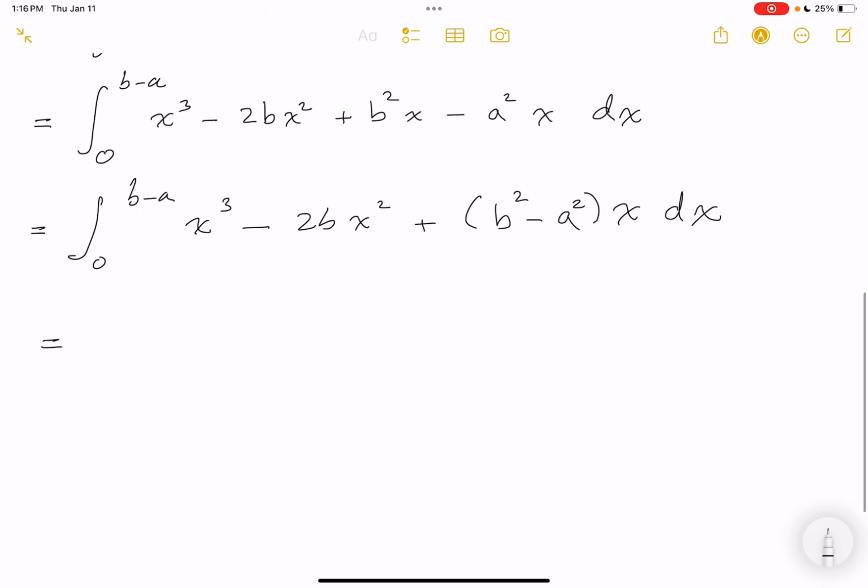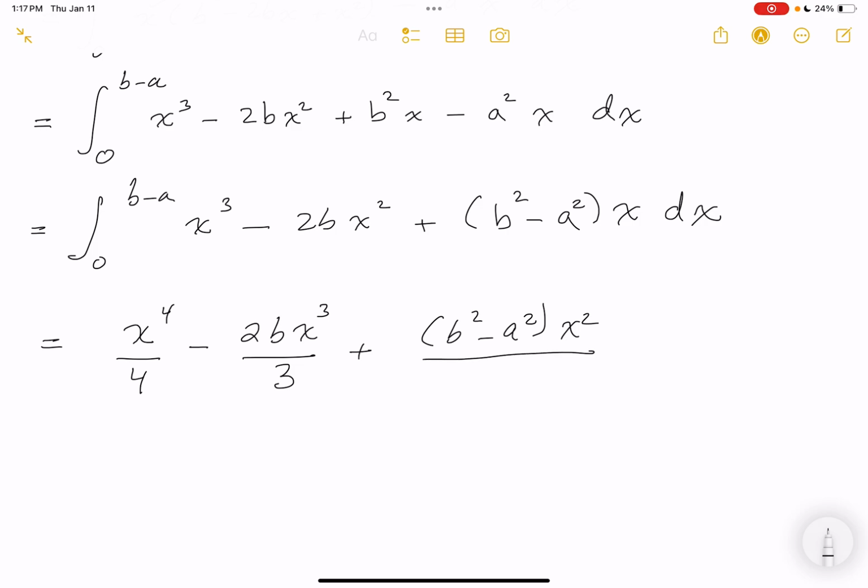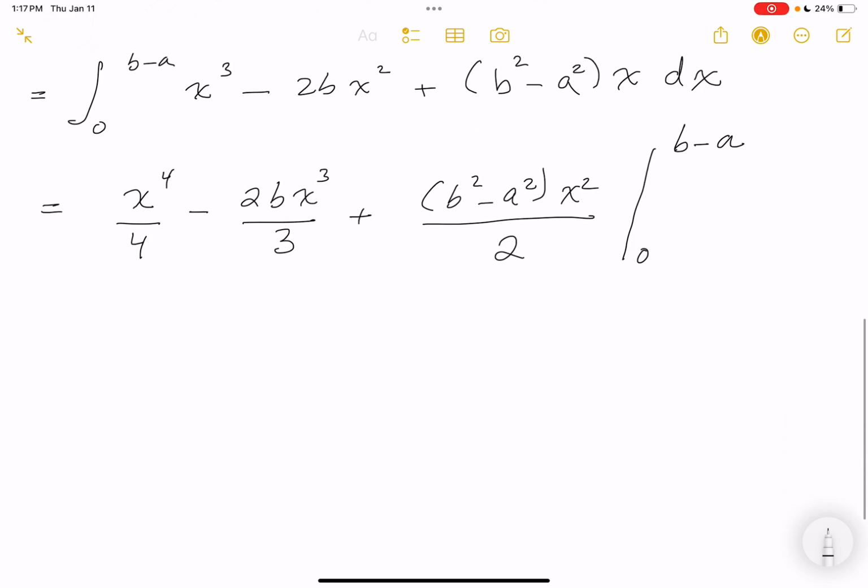Going to integrate. This is going to be x to the 4th power over 4 minus, well, that's going to be what? It's going to be 2bx cubed over 3. That's not so bad. Next up is going to be b squared minus a squared, then it's going to be x squared over 2. The limits of integration go from 0 to b minus a. So I'm going to put that in now. And what do you get?